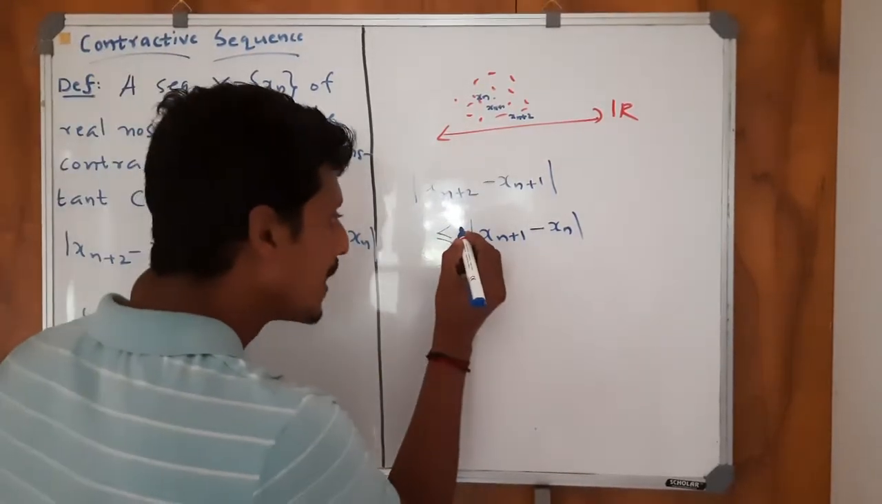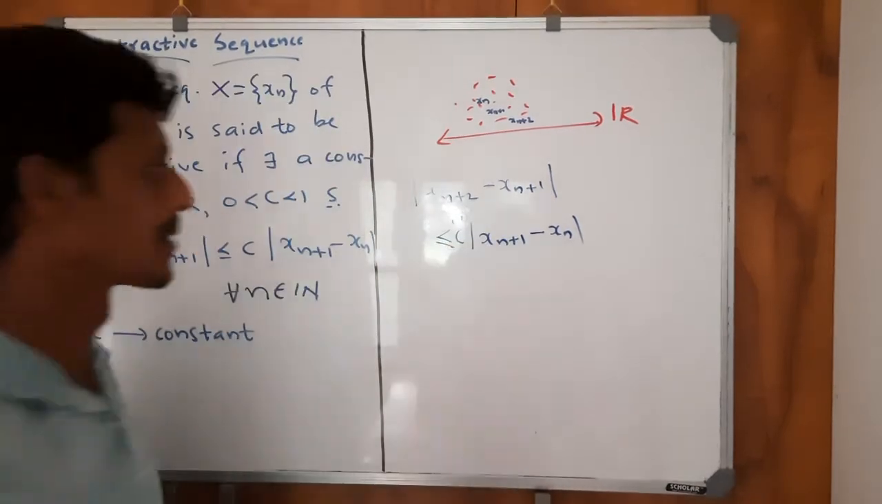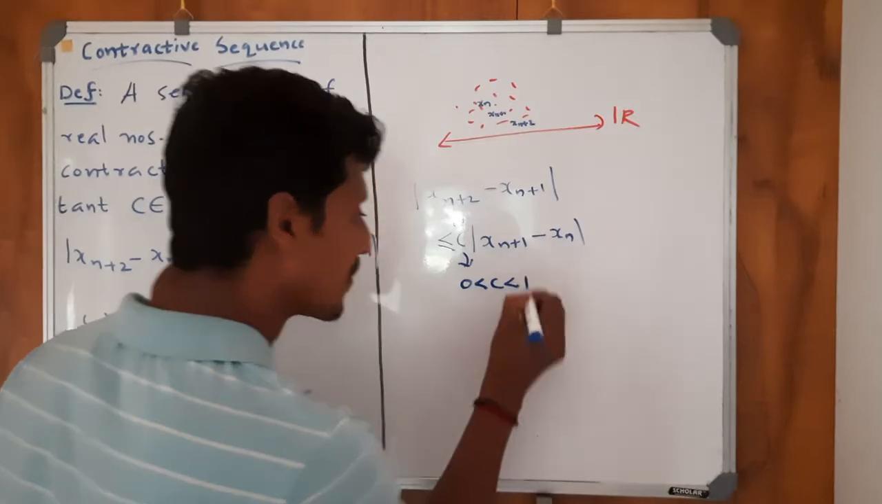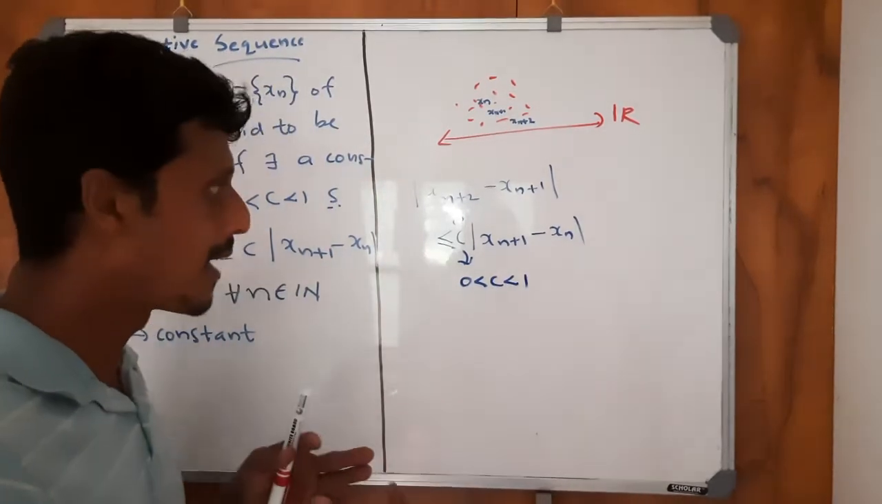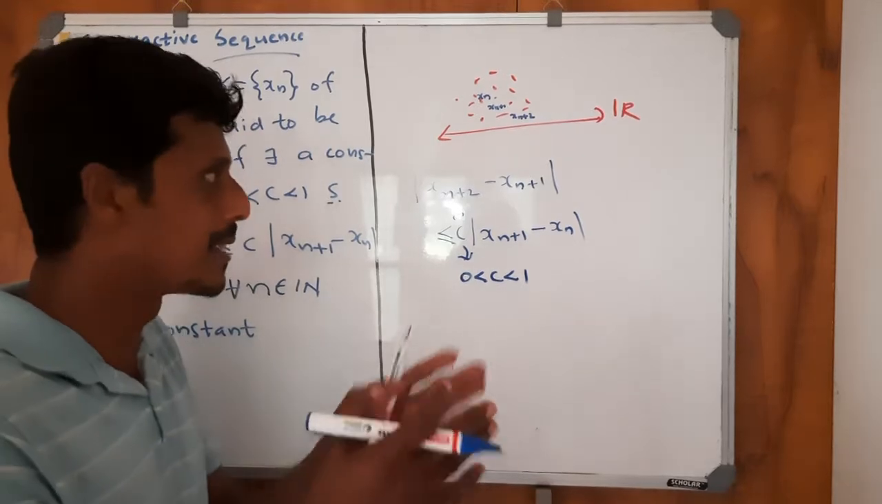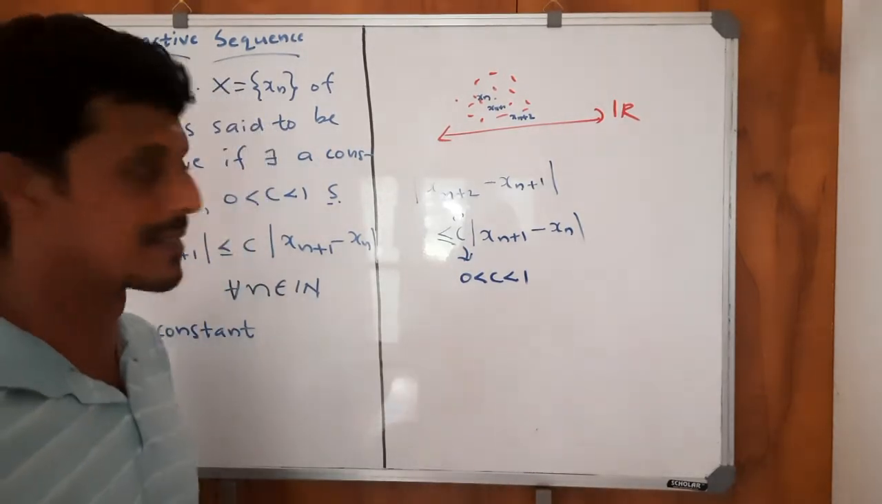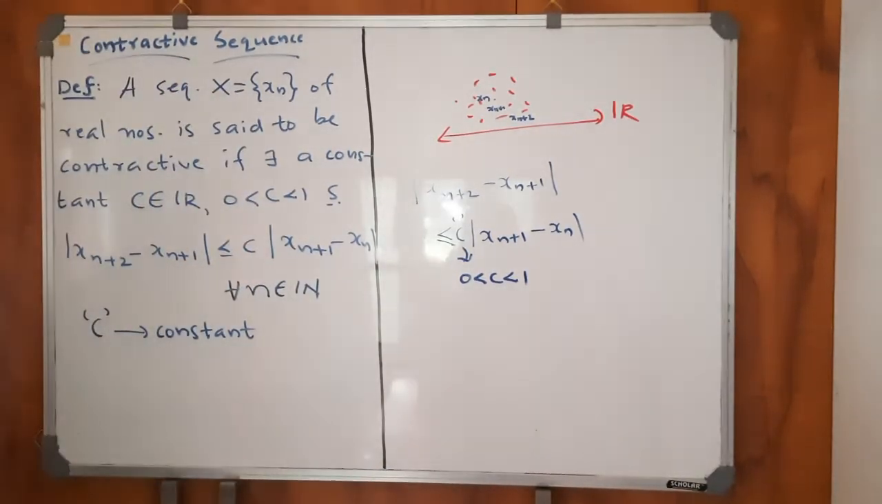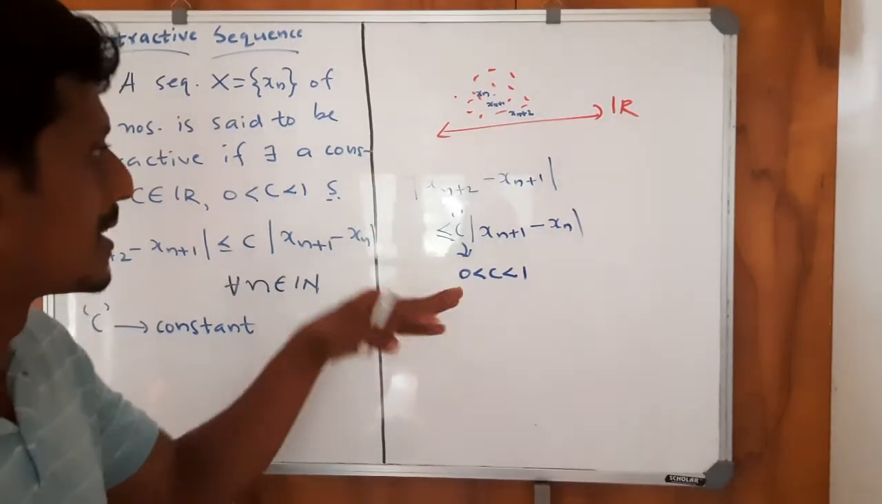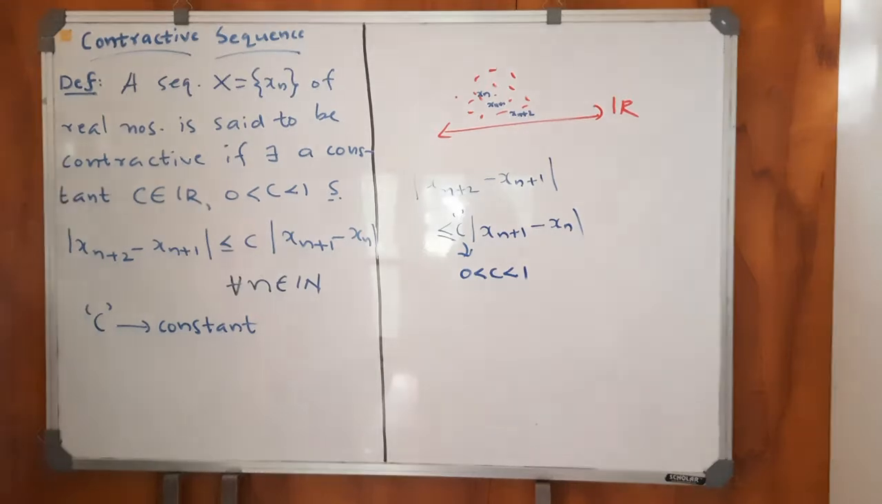So we have a constant c which is between 0 and 1. Note that as we go ahead in the sequence, the distance between the terms of the sequence decreases. Such a sequence is known as a contractive sequence. We will see examples of these sequences later in this video.